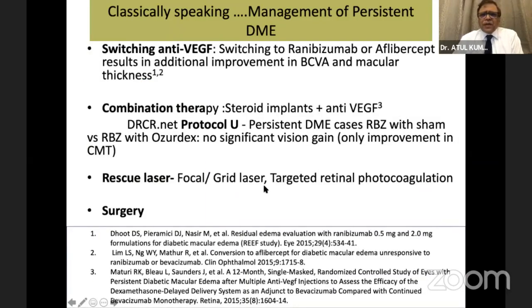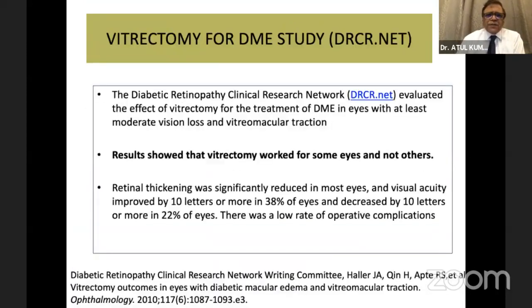So it's important to understand what is persistent DME. And we've already heard excellent lectures from the various speakers. Once you've got persisting DME, you have options which have been discussed. You switch the anti-VEGF, combination therapy, which Dhananjay said gives only structural improvement but not the visual gain, and rescue laser surgery. So surgery is an option, and despite surgery you can still have problems because the edema still persists.